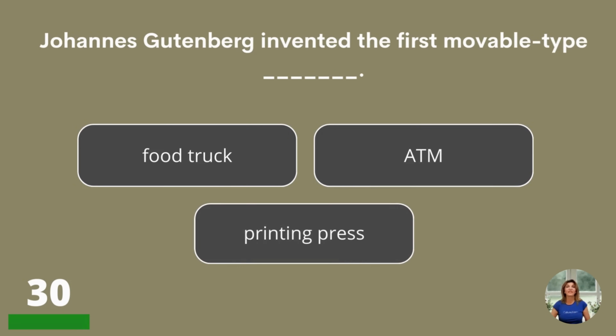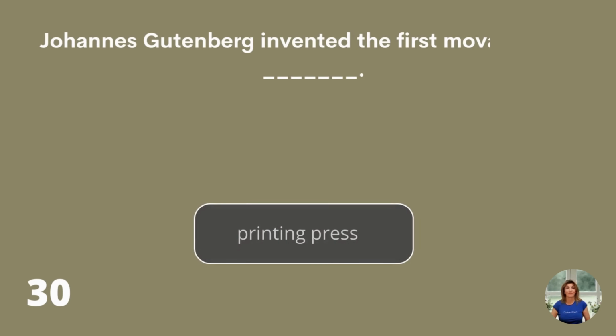Johannes Gutenberg invented the first movable type food truck, ATM, or printing press? Printing press.